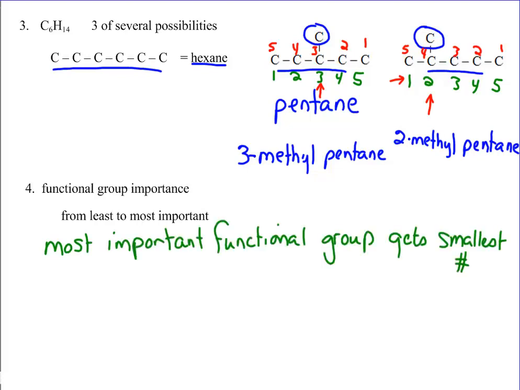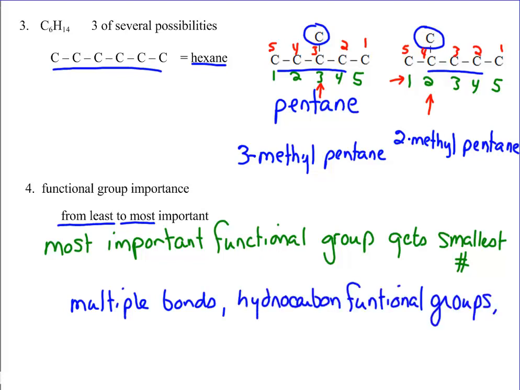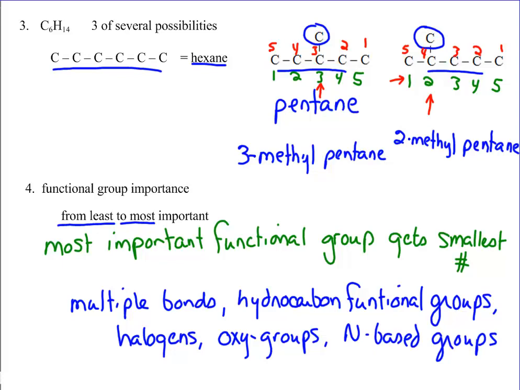So how do I know what functional groups are and how important they are compared to each other? Well, here's a list of the ones that we're going to be dealing with from least to most important. So least important are the multiple bonds. Next are hydrocarbon functional groups. Then come halogens. Then come oxy or oxygen-related groups, and the most important ones are the nitrogen-based groups. And we'll have a chart momentarily that walks us through the oxy groups and nitrogen-based groups.